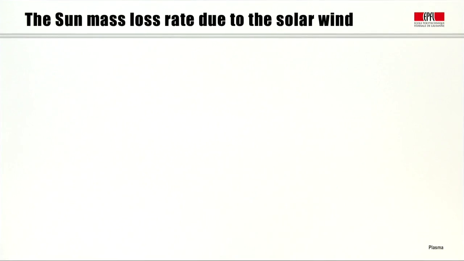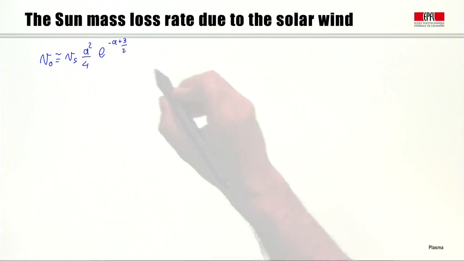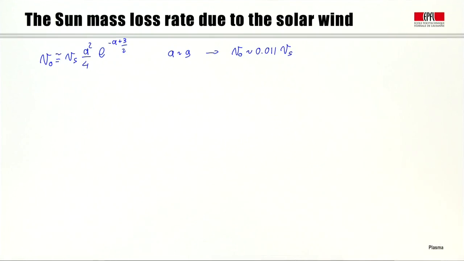Now, using these results, let's plug in some numbers and compute the Sun's mass loss rate due to the solar wind. First of all, let's compute the starting velocity for the supersonic wind. We find that the starting supersonic solar wind velocity is approximately 100 times smaller than the sound speed in the solar corona. We can then compute the mass loss rate in the following way.